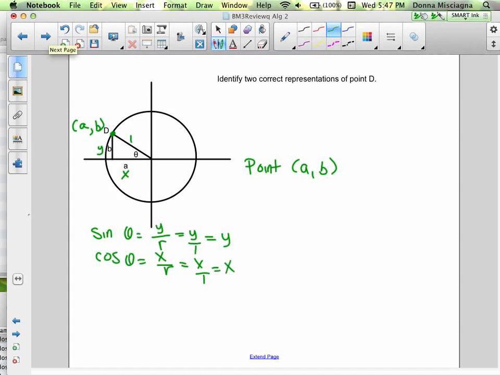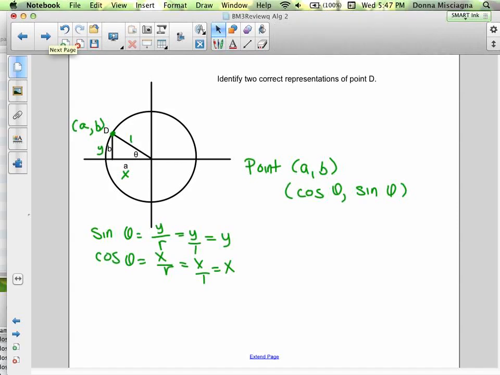So another way that we could represent that point is we could represent it as the x is cosine theta. I was saying cosine, so to write a C. So the x is the cosine theta, and the y is the sine theta. Right? So that's two ways that we could represent this point, either as just a point, AB, or we could represent it using our trig functions, remembering that cosine is the x and sine is the y. Okay? That's all there is to this question.